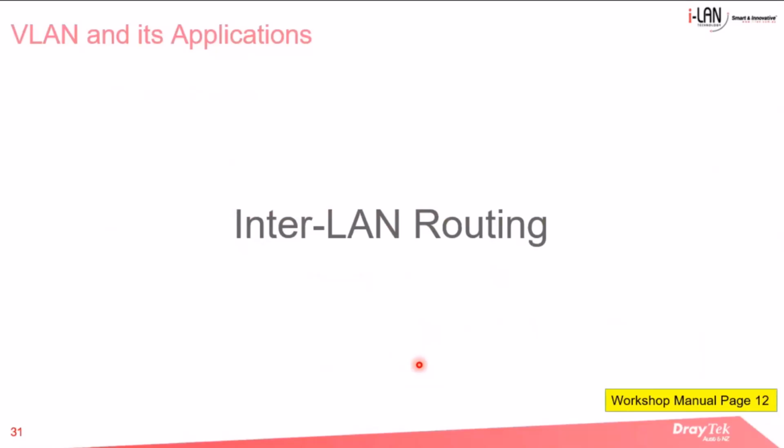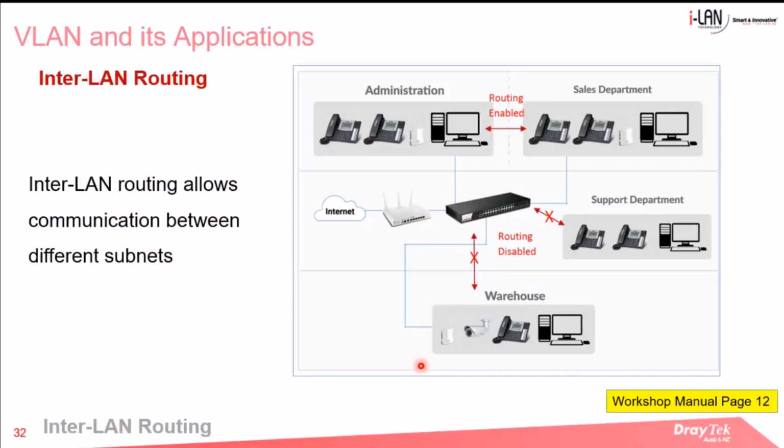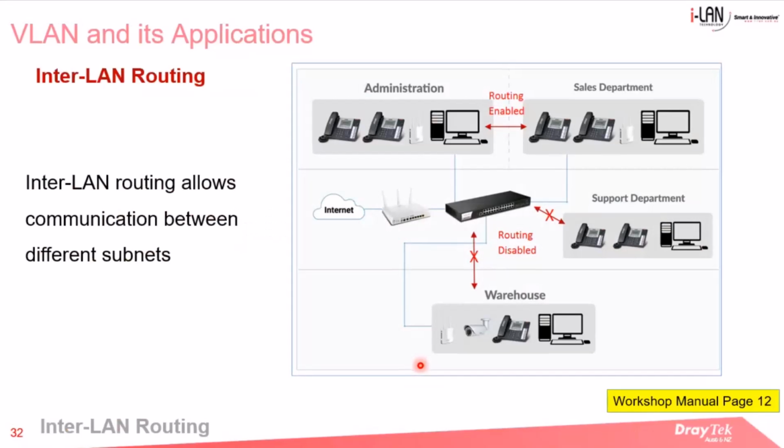If you want to allow communications between each VLAN, then you will need to use the InterLAN routing feature in our DrayTek routers, and it is fairly simple. You just need to enable a tick between the required subnets, but we will have a go later. I'll just quickly explain how you can do that. In here, we just want to allow communications between the administration work group and the sales department. So we can simply enable the InterLAN routing between these two subnets, and that's it. I'll show you how to do that in a moment.